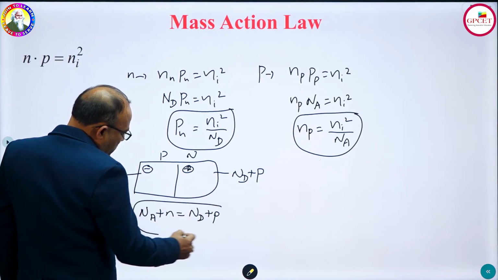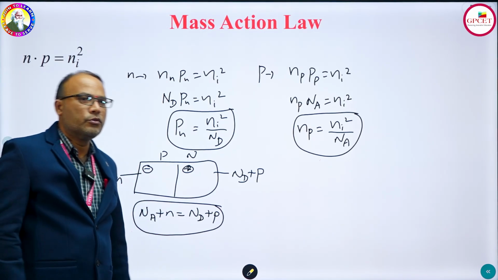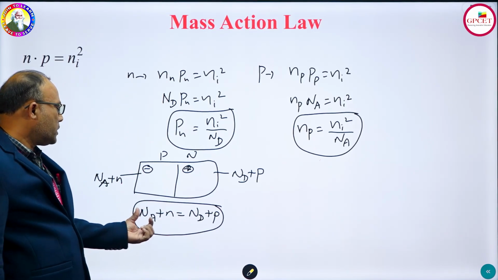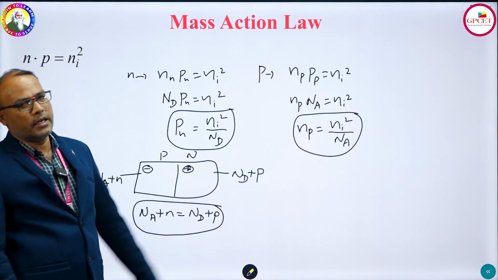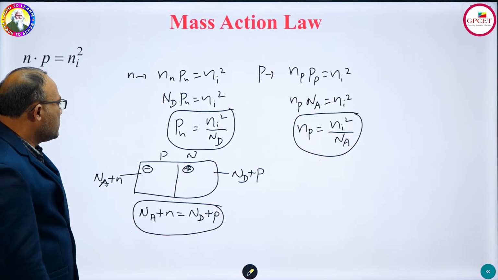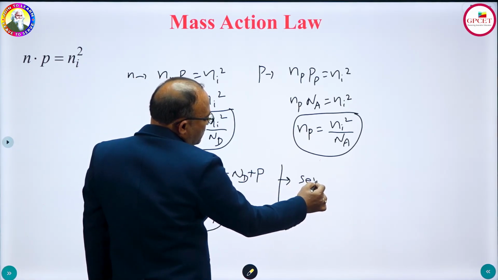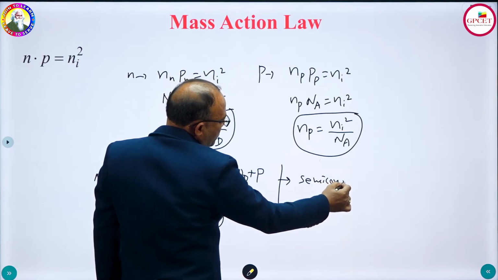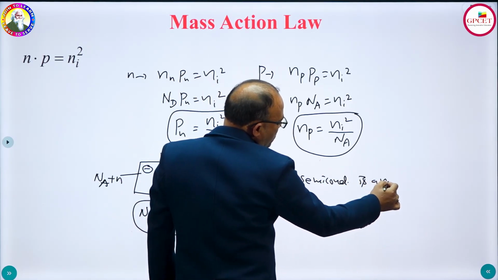So we can say that the semiconductor is a neutral one. The amount of charge in p-type semiconductor is equal to the amount of charge in n-type semiconductor. So the semiconductor is nothing but a neutral one.